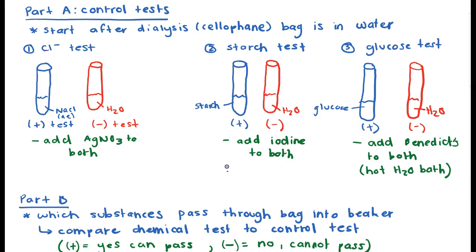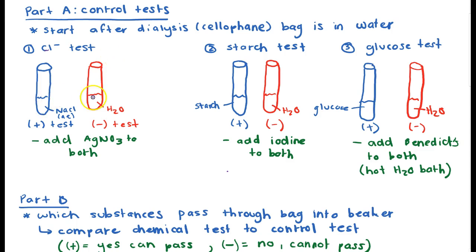So we want to be able to know what a positive and negative chloride test looks like, a positive and negative starch test, and a positive and negative glucose test. Because later on, when we test our solution in our beaker, if we get a positive test, that tells us that that particular substance was allowed to go from the cellophane bag and cross what we mimic as our cell membrane into the solution around it. Okay, so we're going to set up these 3 different control tests.